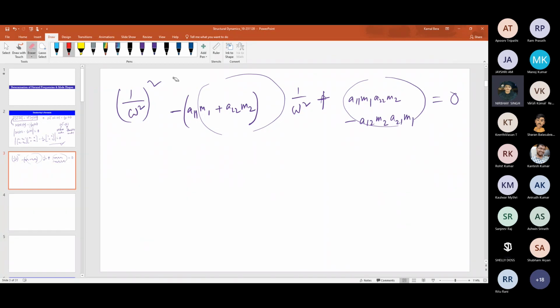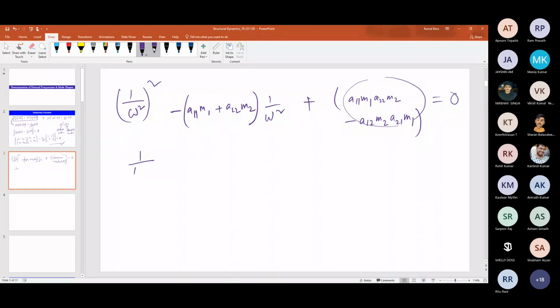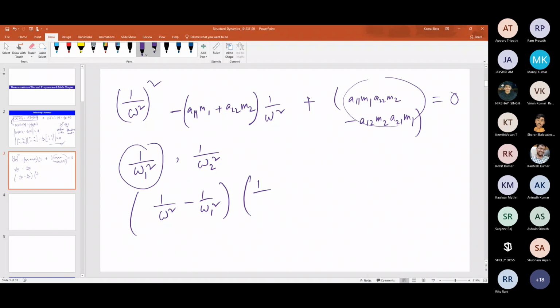I hope it is correct. You just check it. That is very straightforward. So let me write it in a proper manner. This is 1 by omega square plus this thing equals 0. Obviously, it is quadratic in 1 by omega square, a polynomial equation. So it has two roots, one is 1 by omega 1 square and another is 1 by omega 2 square. So I can write it very easily as (1 by omega square minus 1 by omega 1 square) into (1 by omega square minus 1 by omega 2 square), if these are the two roots.